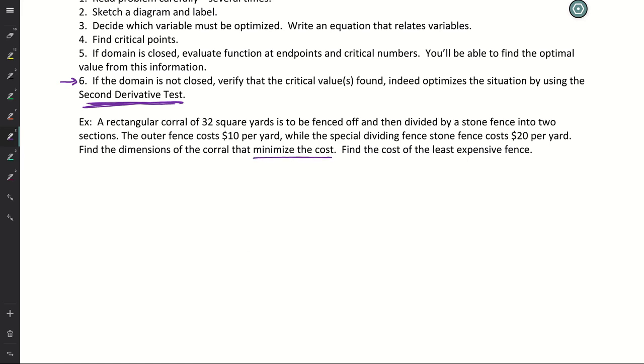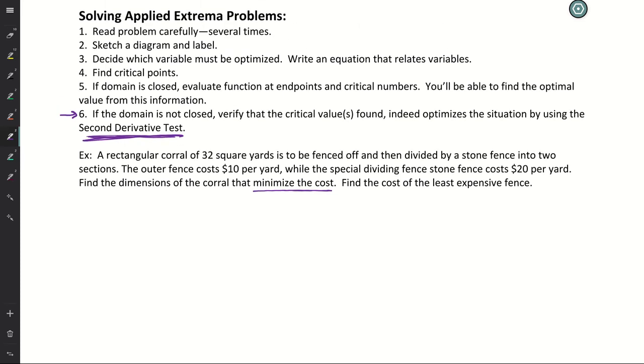Somewhere within the problem, they're always going to tell you what you're trying to maximize or minimize. So you're ultimately trying to minimize cost in this particular situation. All right, so we've read the problem carefully. We've done that. And then we're going to sketch a diagram and label, so I'm going to put steps 1 and 2 together.